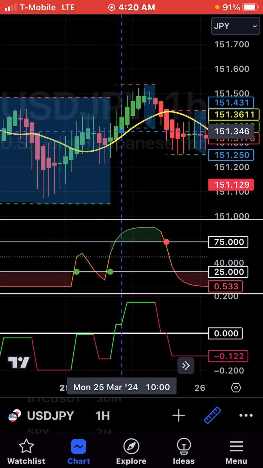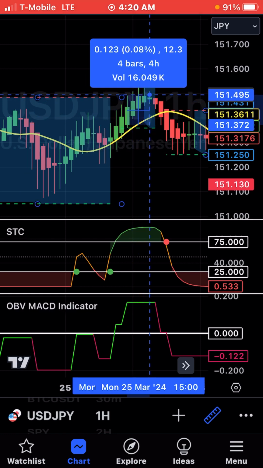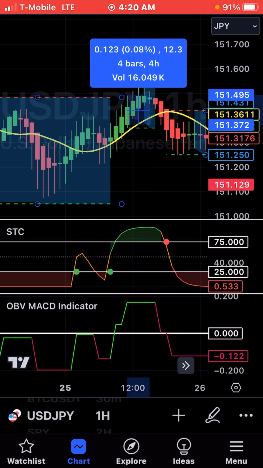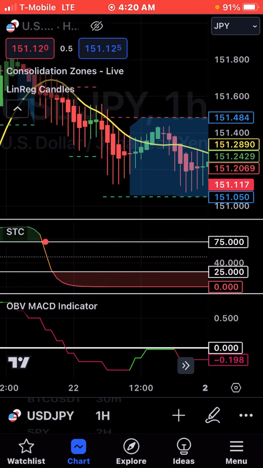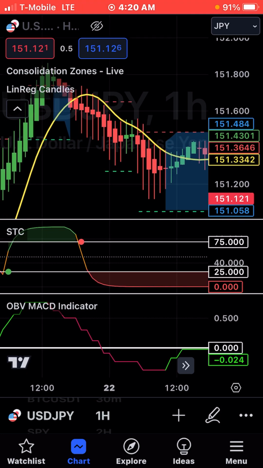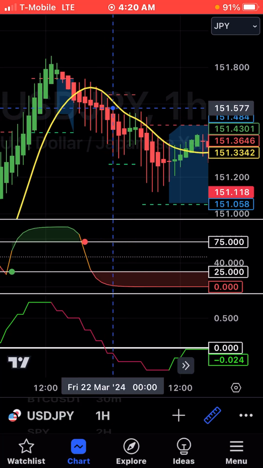So if you come in right here and you rode this out for a couple hours, this is 123 pips. Now you'll see a big consolidation zone there, so you want to stay away from that. So up here at the top, we'll look a couple more for the Japan yen.